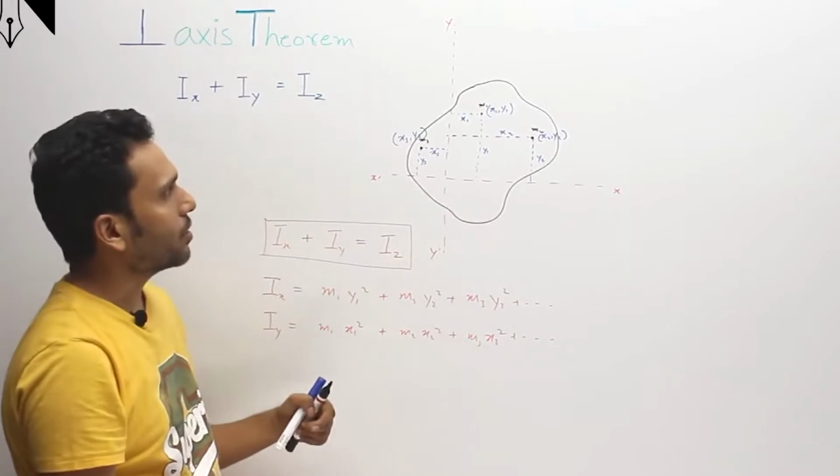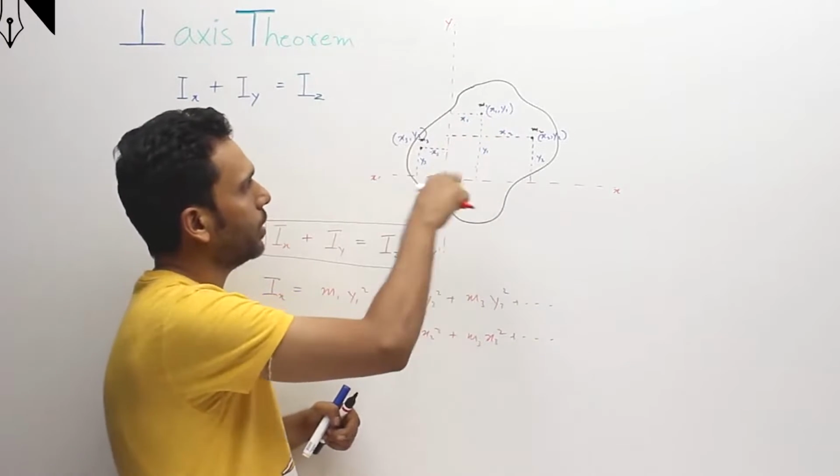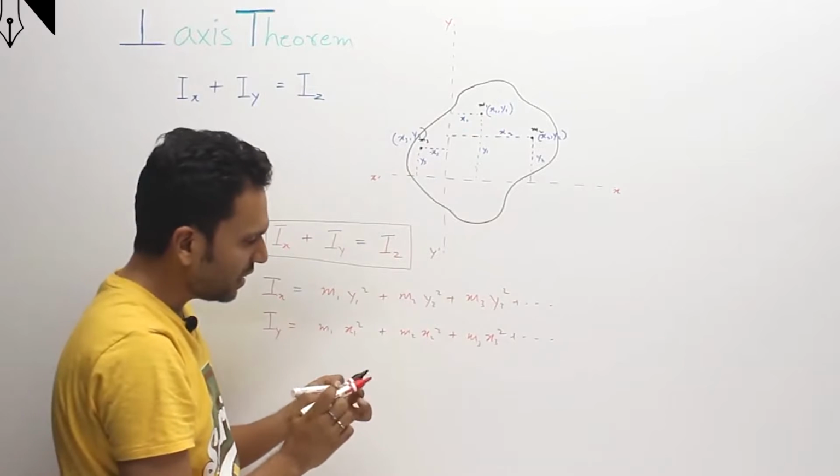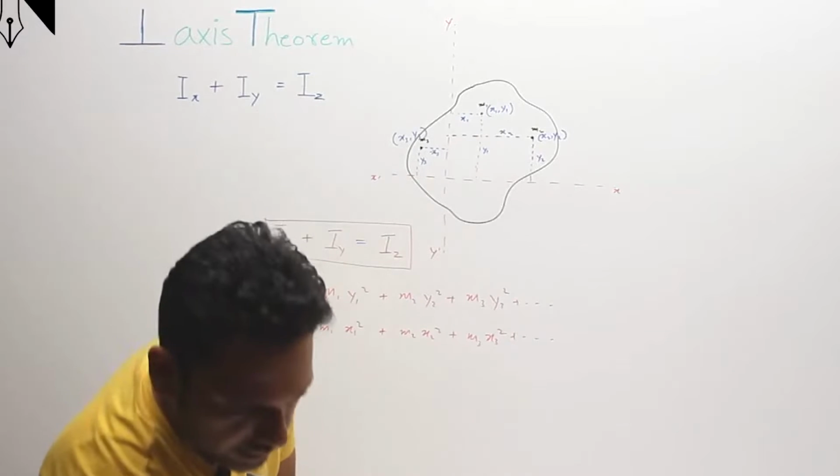Now if I ask you what is the moment of inertia of the same body about the z-axis, then what will you do? I'll get another color.